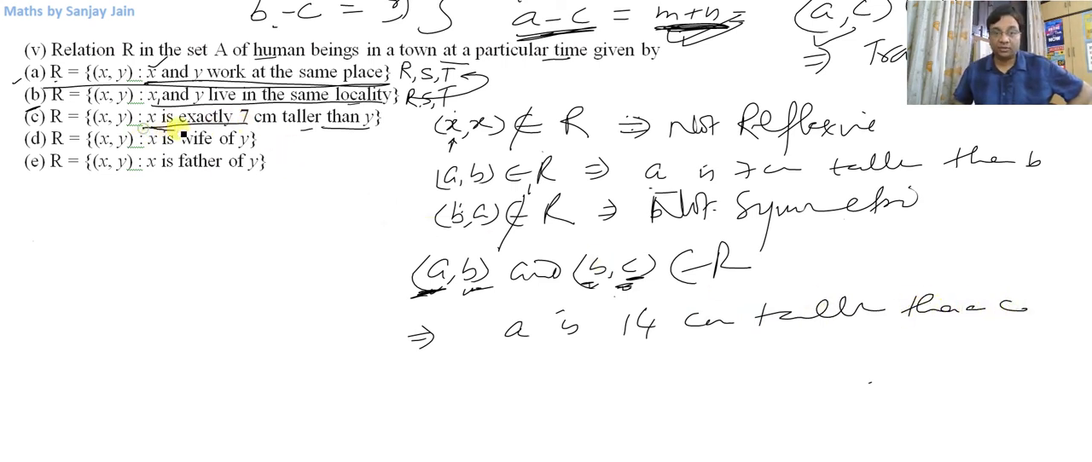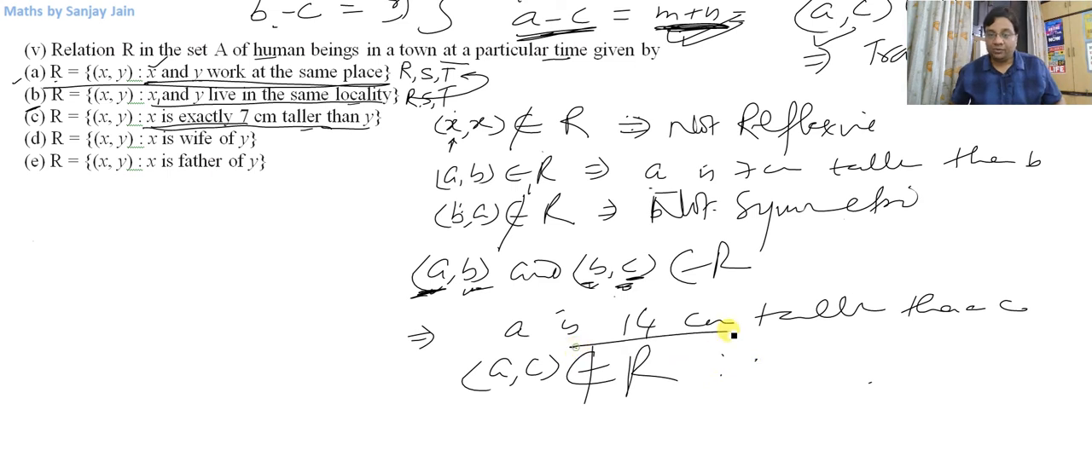The ordered pair that will be present in this relation should satisfy this condition, that the first entry of that ordered pair should be 7 centimeter taller than the second entry. But here a comma c doesn't belong to R, because a is 14 centimeter taller than c and not exactly 7 centimeter taller. It should be exactly 7 centimeter taller for it to be in the relation. So it is not in the relation, hence it is not transitive.